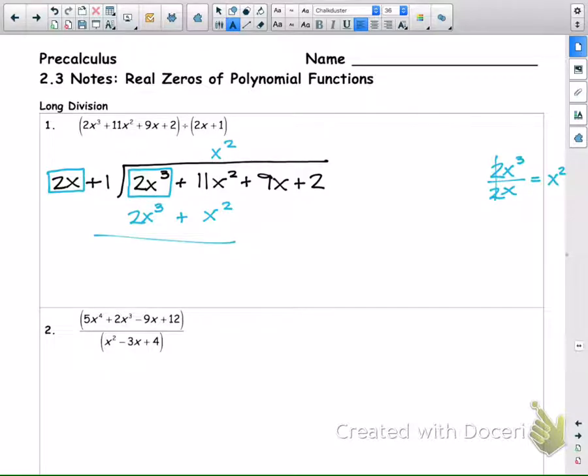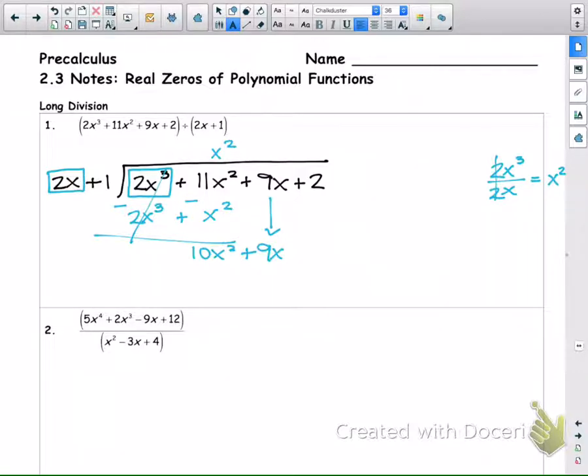Now, what operation do we do in long division now? Do you remember what you do here? Subtract. I show subtraction on every single term because a lot of times you'll forget and just combine like terms without subtracting. My 2x cubes cancel. My 11x squared minus x squared gives me what? 10x squared, and then you bring down the next term and do the whole process all over again.